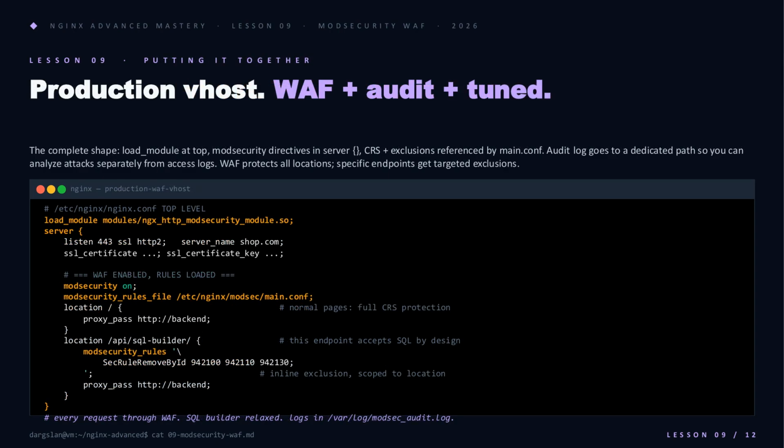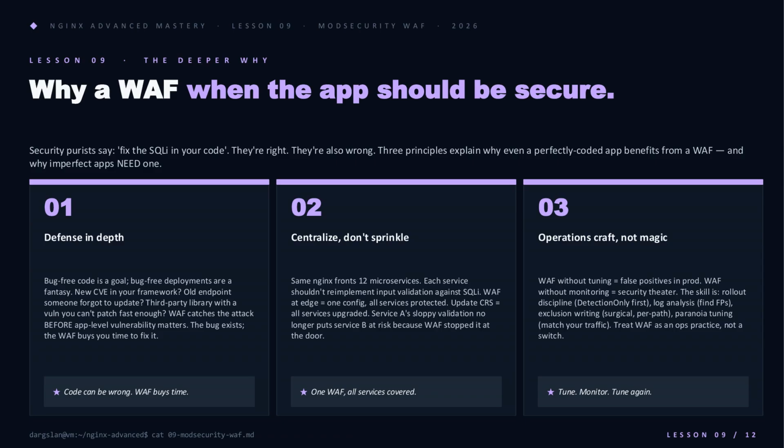So here's the whole picture assembled. Load module at the top of nginx.conf. Then inside the server block, you flip ModSecurity on and point at main.conf, which itself pulls in CRS and your global exclusions. Every location inherits protection by default, but notice the SQL builder endpoint. It gets an inline ModSecurity rules block that drops the libinjection SQLi rules just for that path because that API legitimately accepts SQL. And audit logging lands in its own file, so attack forensics never gets buried in your access logs.